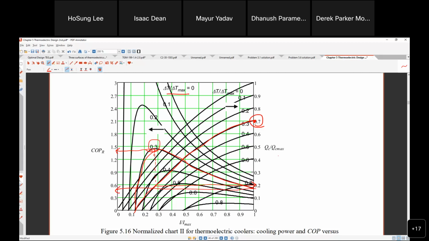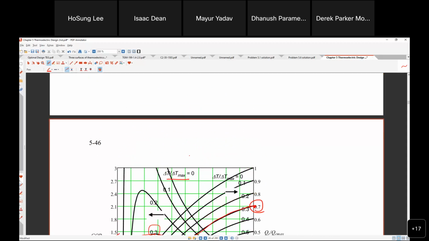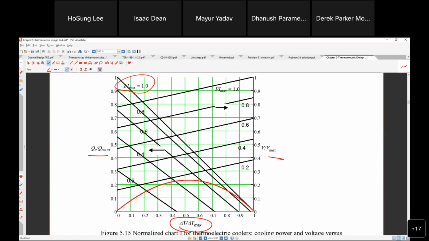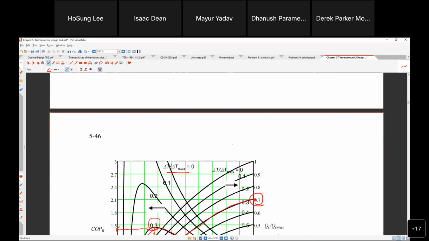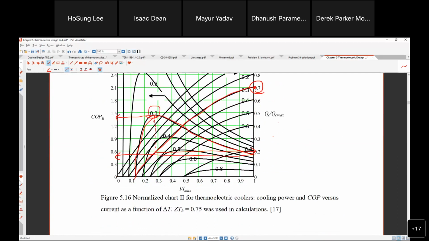We can see the characteristic of cooling and COP, something like that. And if you're interested in voltage, yes, we can do it. Voltage, also current, voltage, you can look at, temperature. So this is the characteristic of a refrigerator.